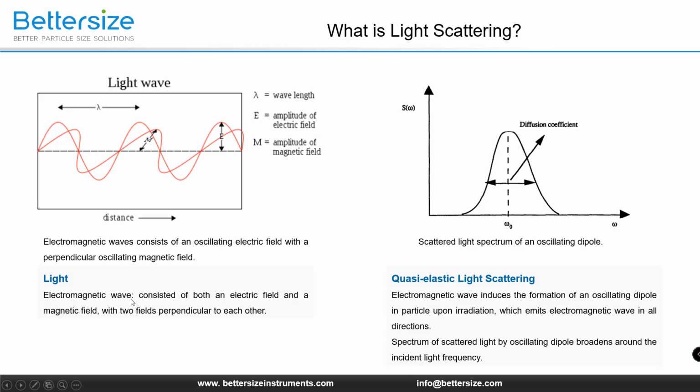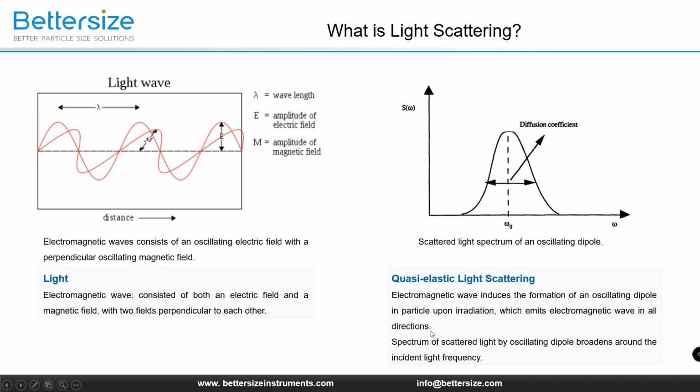When a monochromatic and coherent light source irradiates a particle, the electromagnetic wave will interact with the charges in atoms that compose the particle, and thus induce the formation of an oscillating dipole in the particle. The resulting oscillating dipole emits electromagnetic waves in all directions, changing the original propagating directions of the incident light. Light scattering refers to this emission of light from the oscillating dipole.